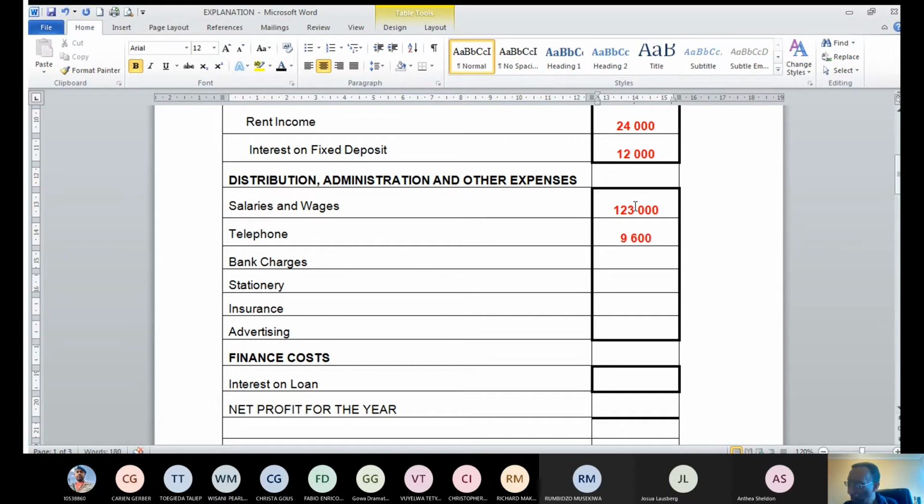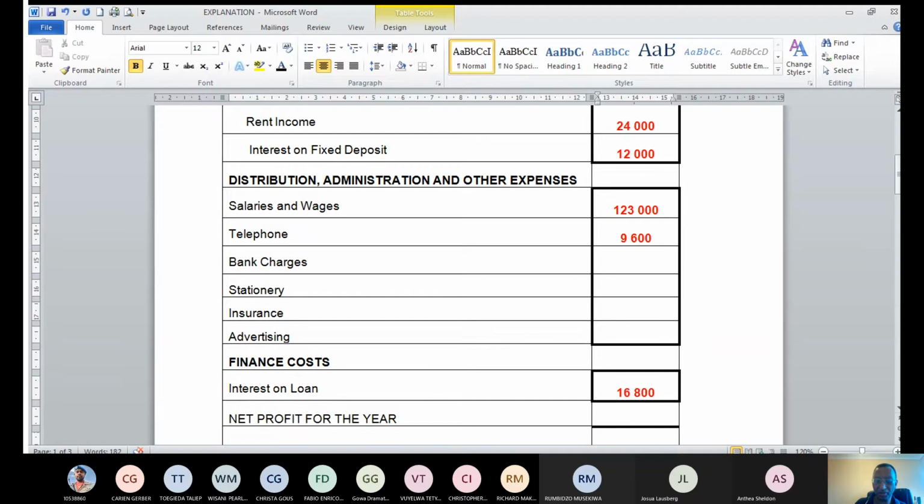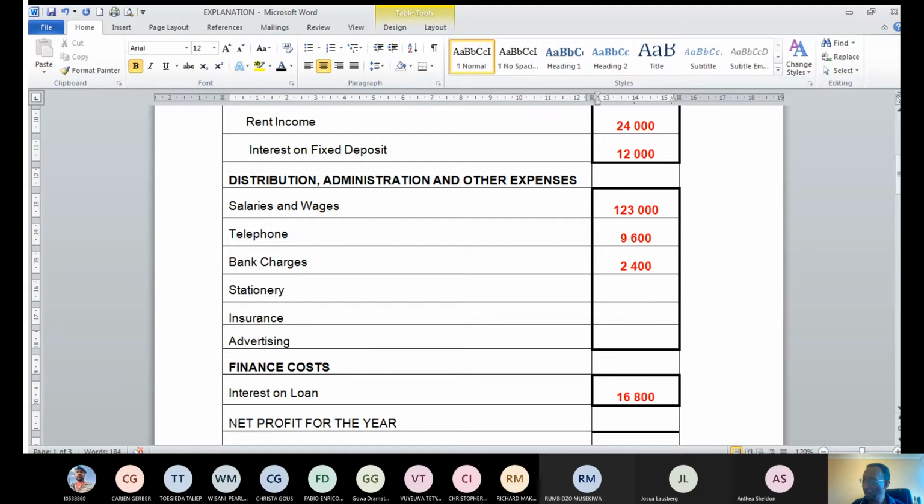Your next one that you see there is interest on mortgage loan. Remember, interest on mortgage loan must now appear under your finance costs. So your interest on the loan is 16,800. Put that under your finance costs. The next one is settlement discount allowed of 800 Rand. That has been taken into account already. Our next expense is our bank charges. Our bank charges amounted to 2,400 Rand. Next expense is your stationery expense, which amounted to 3,600 Rand.